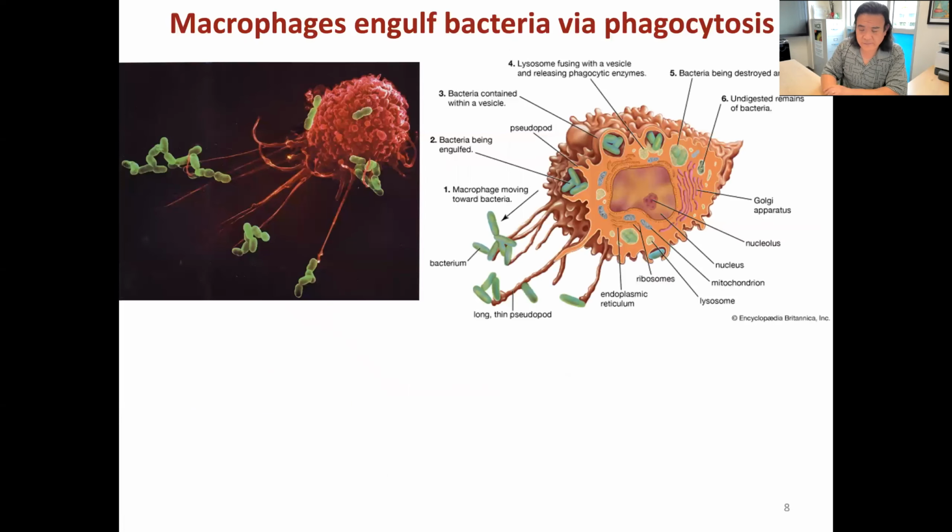So let's look at this a little closer. Macrophages engulf bacteria via phagocytosis. This is a really cool image on the left, right? This is an electron micrograph image of a macrophage, this big red cell here. And you can see it is attacking these bacteria, right? It is reaching out and grabbing the bacteria, and pulling the bacteria in.